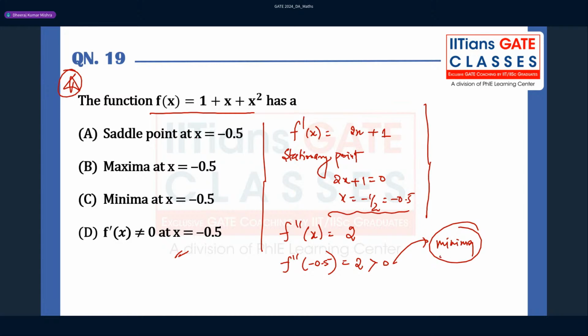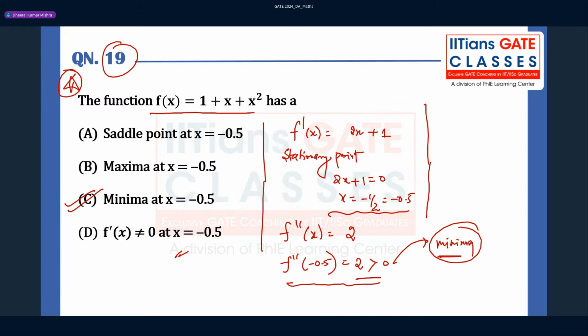So since at x = -0.5 the second derivative is positive, it means there is a minima. Which option is going to be correct here, guys? Option C will be correct for this question. Whether you put -0.5 here or you do not, it is still going to be positive. For all values, this is positive, so there will be a minima. And in case the second derivative had been negative, then there would have been a maxima. I hope this makes sense. This is question number 19, and the correct option is C.